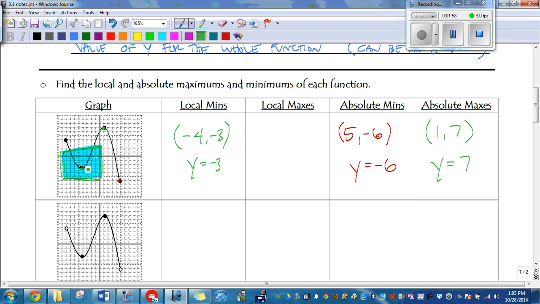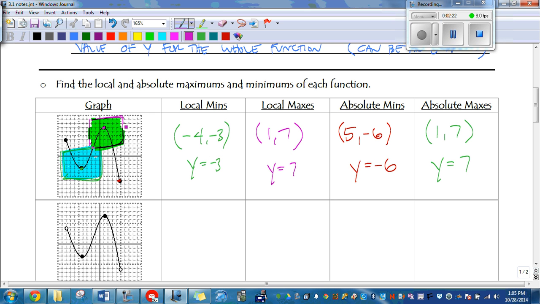And we could find a local maximum if we look at this region up here. If we're looking at this region, this would be a maximum in this portion of the graph. That happened at (1, 7). It's also our absolute max, or y equals 7.